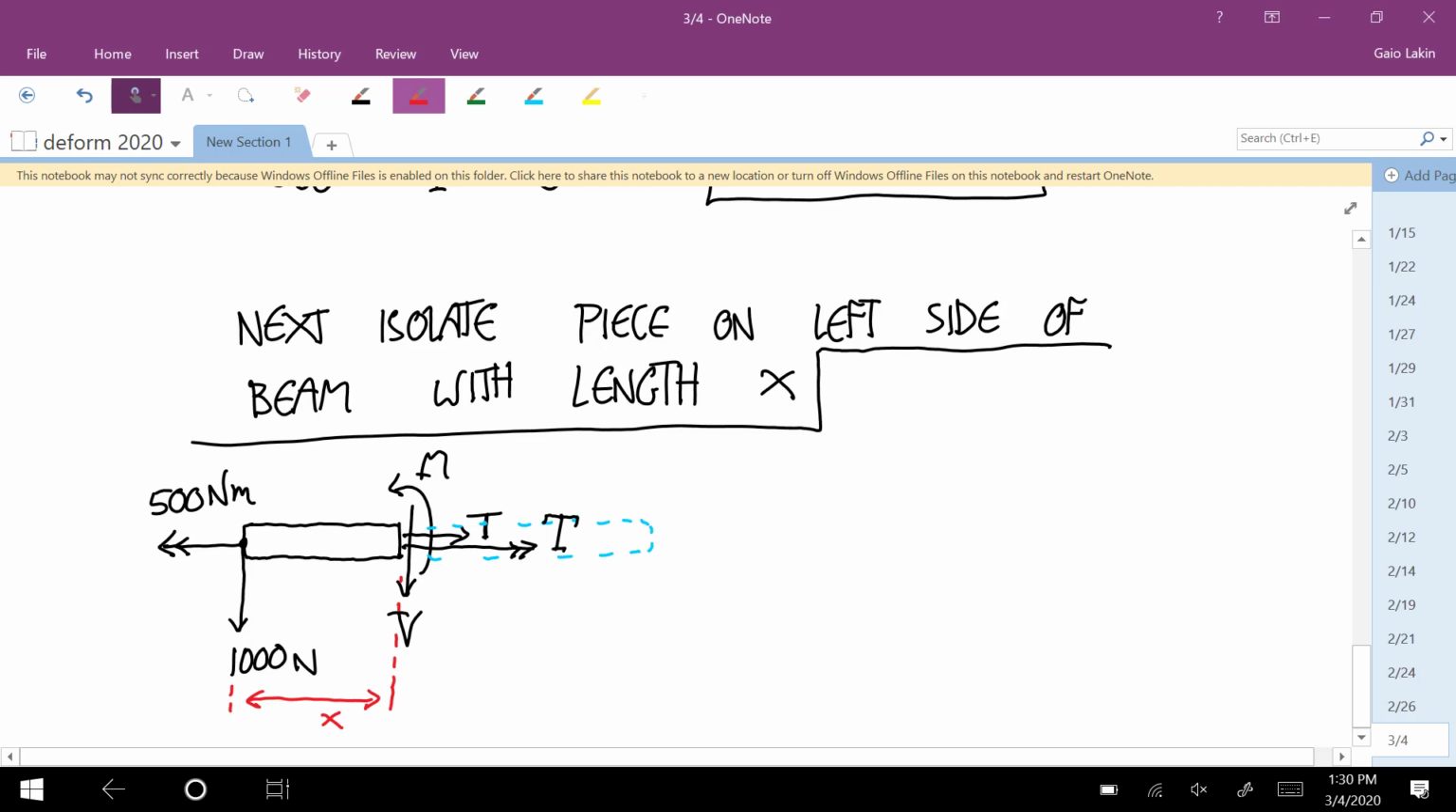Nothing conceptually is going to change about how we approach this. Where was the only place in our last calculation where that length came into it? Yeah, in calculating the moment M. So this time, when we sum up the moments about the z-axis, we're going to have this M, and we're going to have this B times x. That's what's going to give us the bending moment as a function of x.